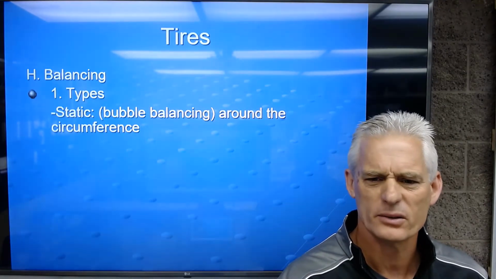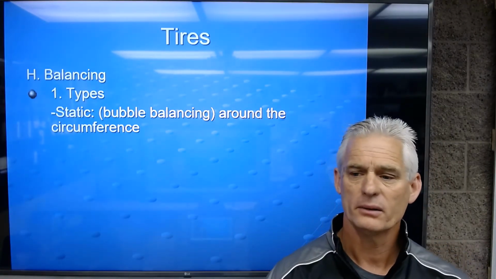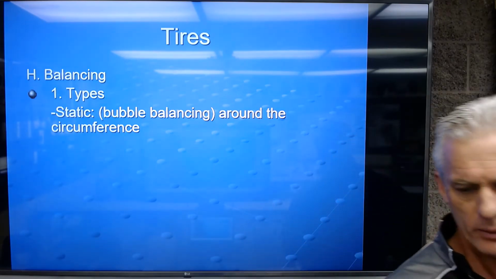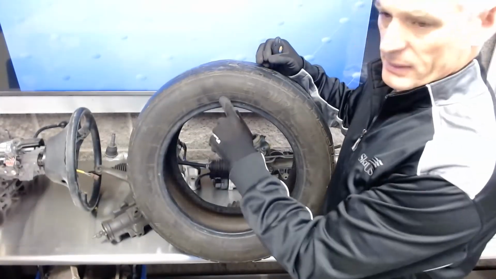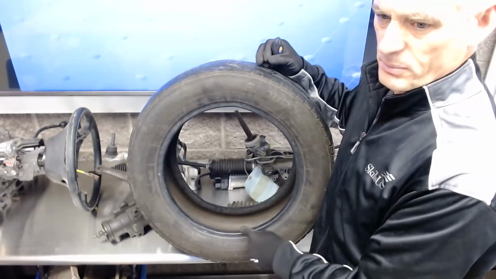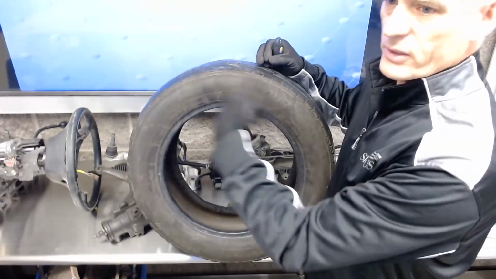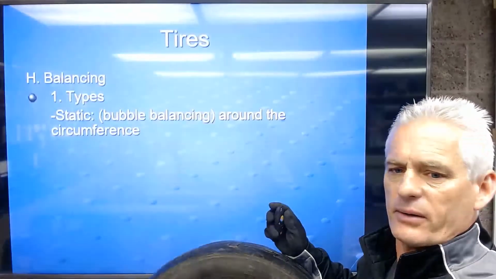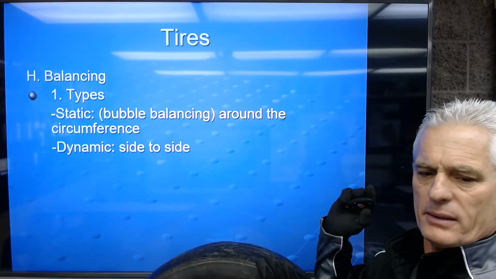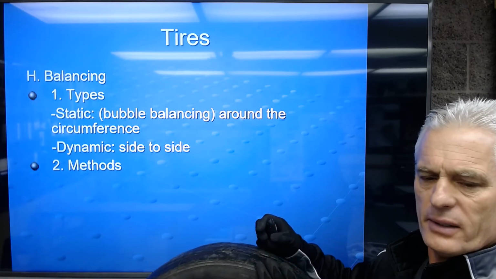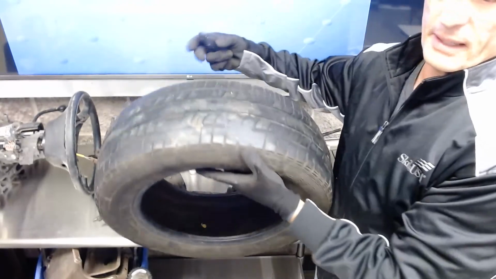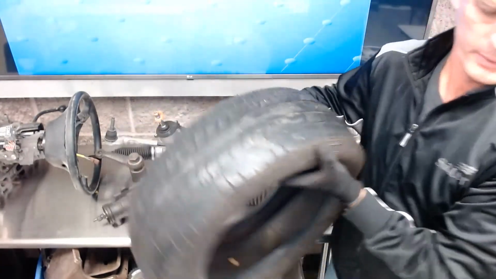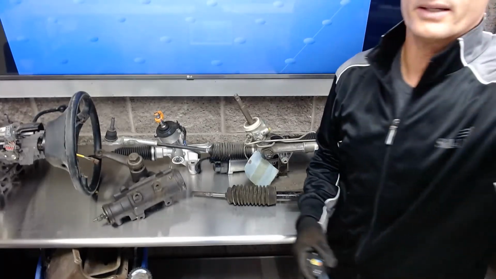Okay, let's talk about balancing. There are two types of balancing. There's what we call static or bubble balancing, which is balancing the tire-wheel combination around the circumference. Static balancing means there could be a heavy spot here, so we're going to have to put a weight down here. So that's circumferential, around the circumference of the tire. The next type is dynamic balancing, which is side to side. When we look at the tire and have a heavy spot here, we may have to put weight on the opposite side. That's called dynamic balancing, or side to side balancing.